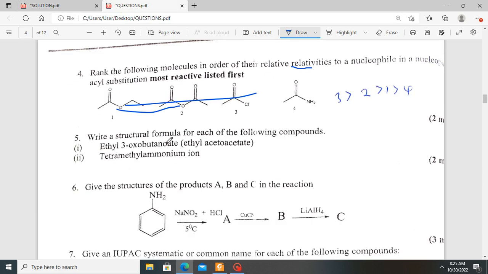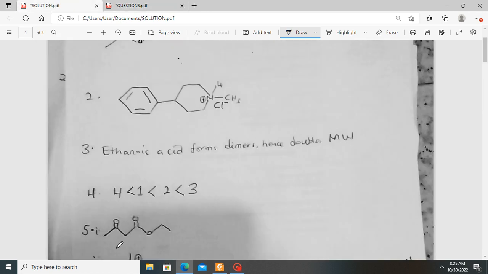Write a structural formula for each of the following compounds. You have ethyl 3-oxobutanoate, or ethyl acetoacetate. So this is the structure of ethyl 3-oxobutanoate. The ethyl here makes this one an ester.